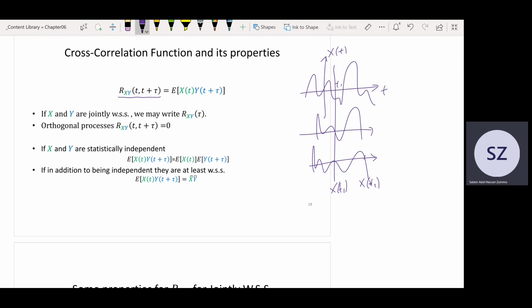So here, in the cross correlation function, I'm comparing a random process x at time now with another random process y at time t plus tau. Not like the autocorrelation function, where I'm comparing a random process with itself after a delayed version of it. No. In the cross correlation, I'm comparing random process x with y, another random process. So it will be the expected value of x of t multiplied by y of t plus tau.